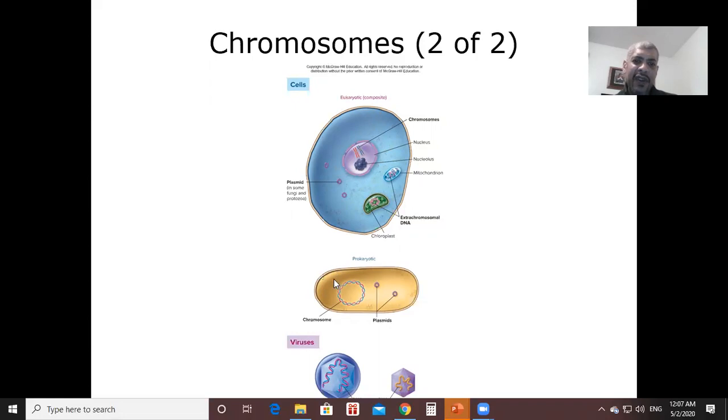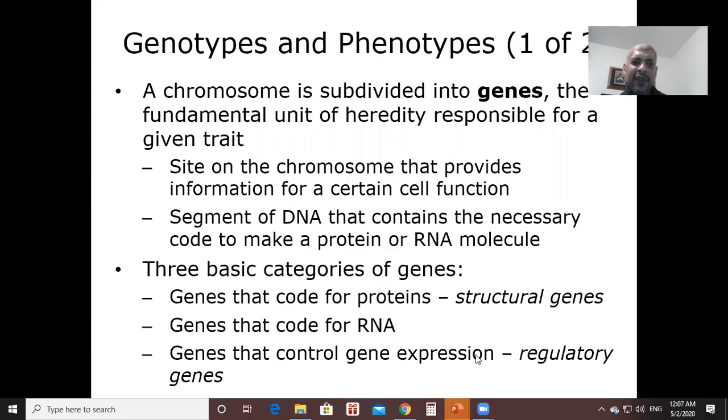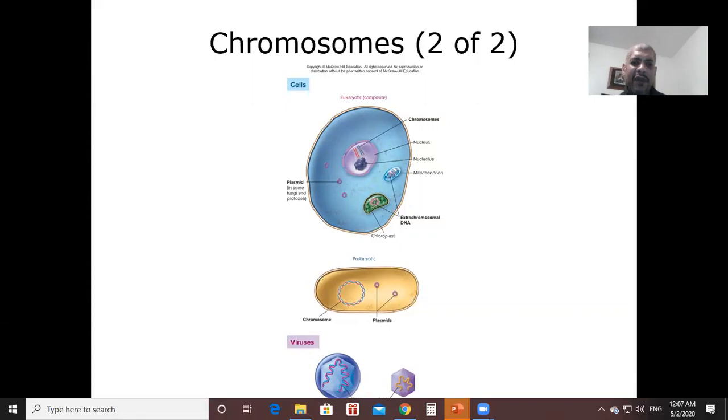Then you have prokaryotes, which has chromosome that's free floating. There's no organelles, no nucleus, and they can have plasmids as well, and free floating DNA in bacteria. Then you have viruses. I'm not sure why you can't see the bottom of that, but the viruses have DNA or RNA. So viruses are basically genetic material inside a protein coat and sometimes a capsule.